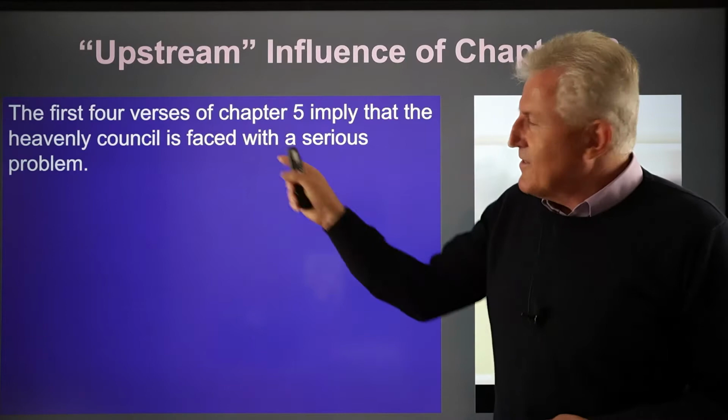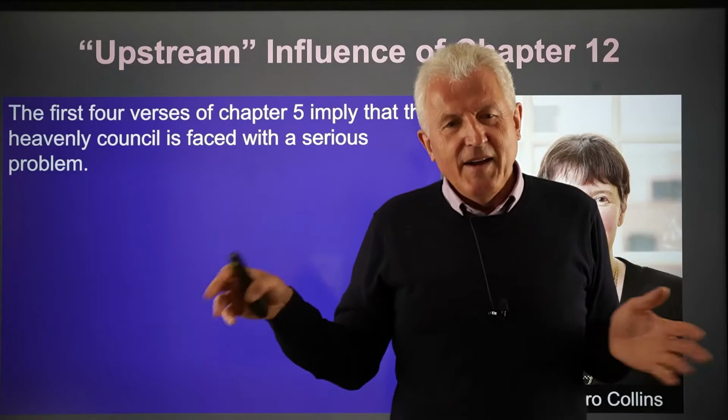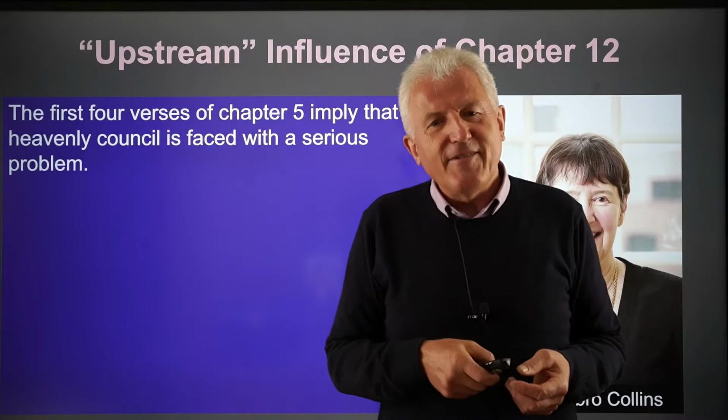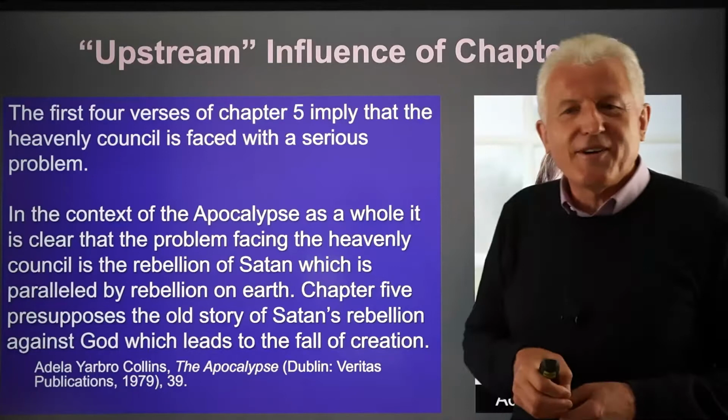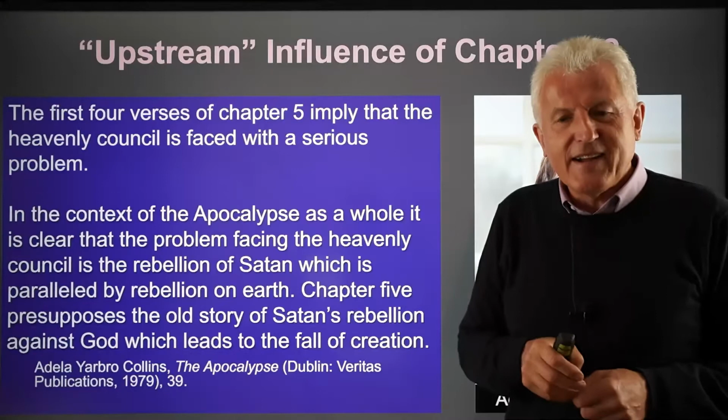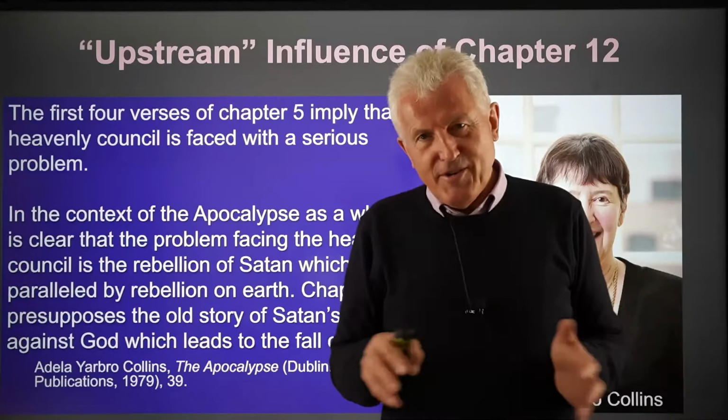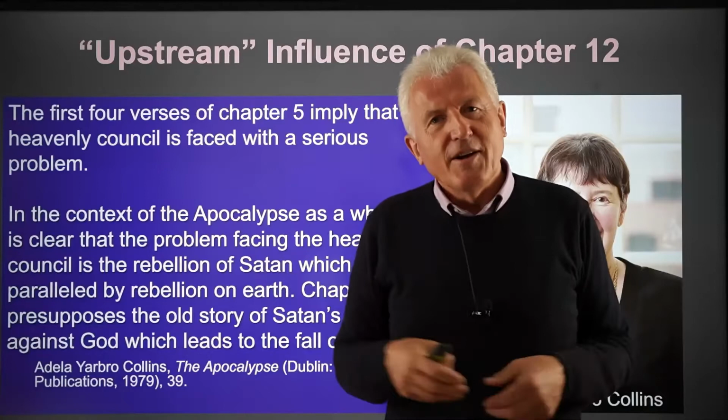She's commenting on chapter 5, a scene in the heavenly council. And she says, the first four verses of chapter 5 imply that the heavenly council is faced with a serious problem. And then she explains, in the context of the apocalypse as a whole, it is clear that the problem facing the heavenly council is the rebellion of Satan, which is paralleled by rebellion on earth. But the rebellion of Satan is not told to the reader of Revelation fully until chapter 12.